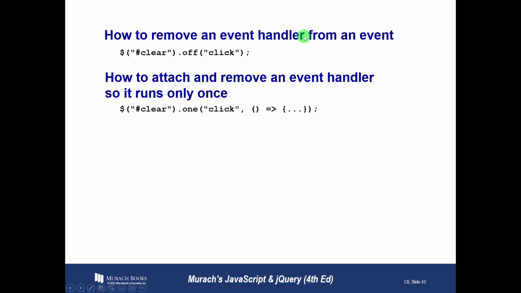Removing an event handler from an event. Let's remove the click event from whatever has the ID of clear on our page. We're going to run .off click, and we're removing the click event from that particular item on our page. And here, whatever item has the ID of clear, we're doing .one, which makes a click event for that particular item, but this click event will only run the first time they click it, and then it will never run again.